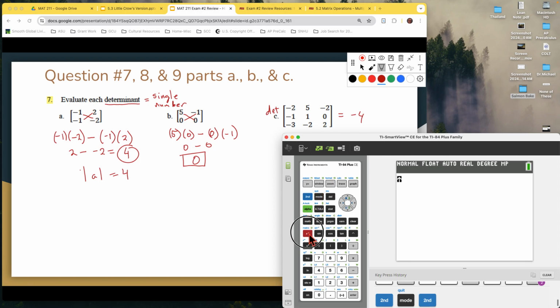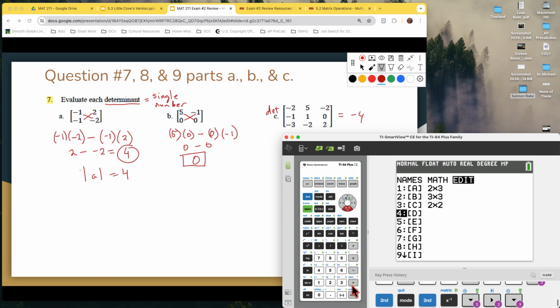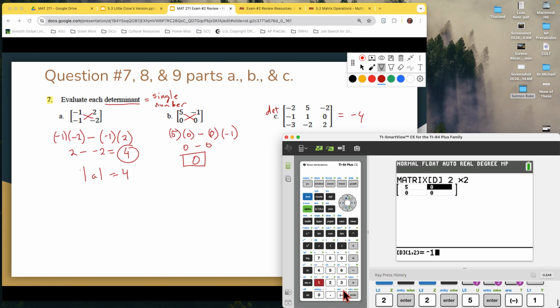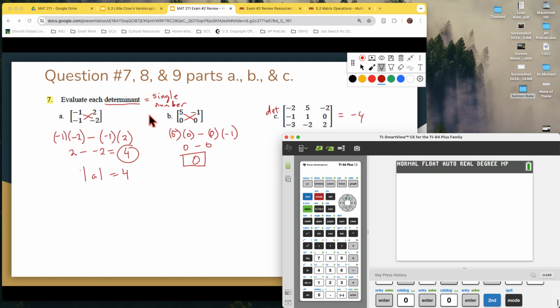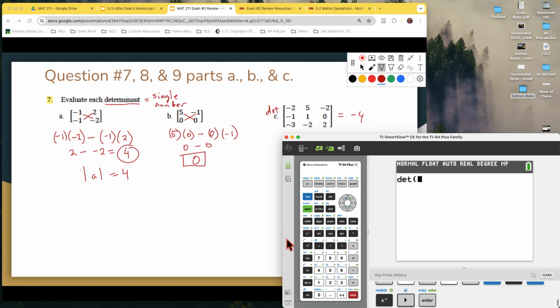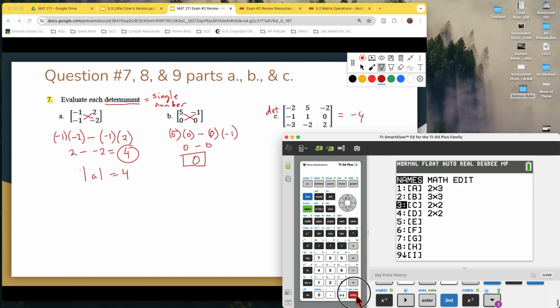We quit, back to matrix, and then let's put the next one in here. Edit, and that's a 2 by 2. And we put in 5, -1, 0, 0. Okay, so we got all our matrices in there. We just maybe make a note of which one's where. And to get the determinant, we go matrix, math, determinant, and I'll just show you that matrix A, which I have stored here as matrix C.